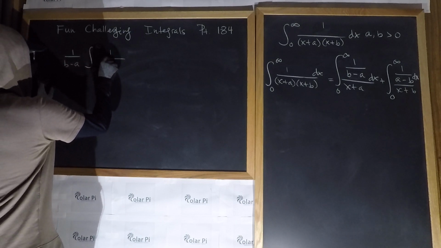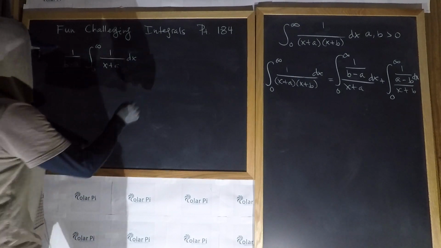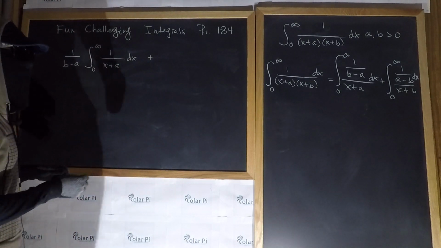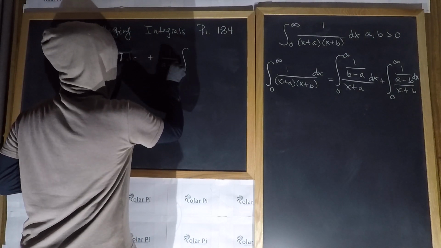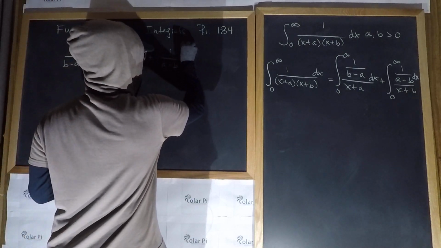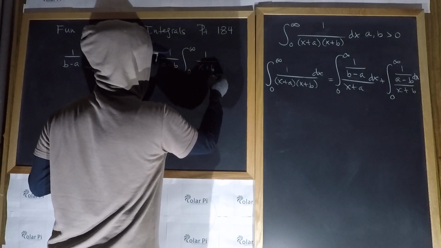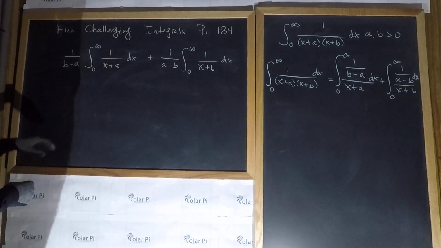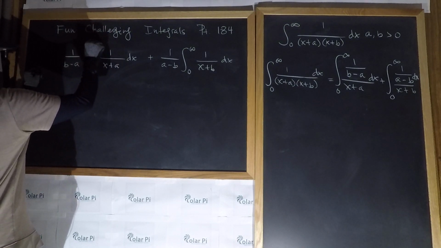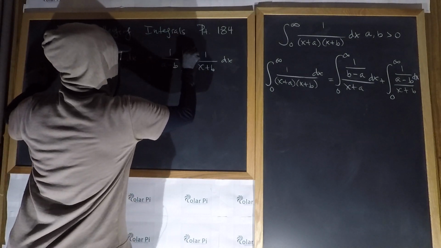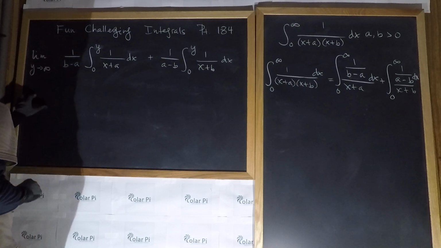1 over x plus a, right? Okay, and then plus, right? And now it's going to be 1 over a minus b times the integral from 0 to infinity of 1 over x plus b dx, right? Okay, so in this part, it is here that I'll use the limit notation. So limit as y goes to infinity on both integrals, right?